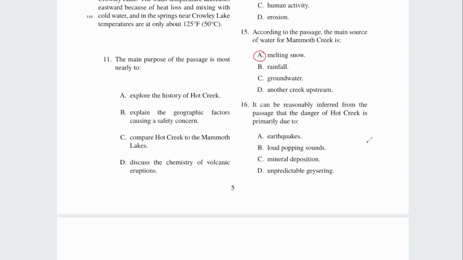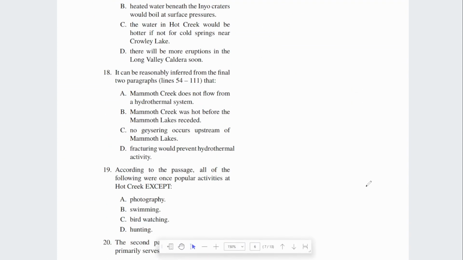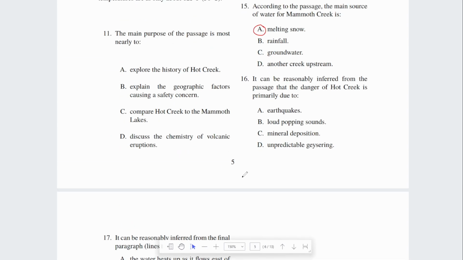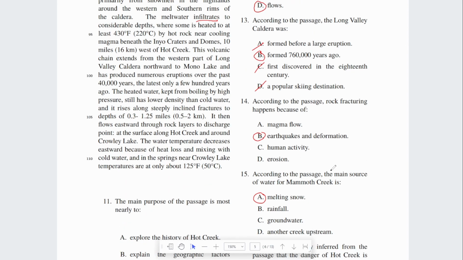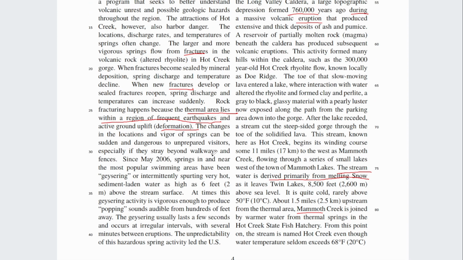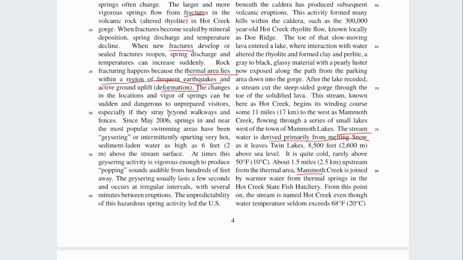But okay, question 16. It can be reasonably inferred. Oh man, is that all of the detail questions? No, okay. According to the passage, all of the following were once popular activities in Hot Creek. Interesting. So, according to the passage, what are the popular activities at Hot Creek? Well, we remember that swimming was because we investigated whether skiing was before, and that all happens here, right, in this first part. I think the first part of our structure is what discusses what you might do here, right?